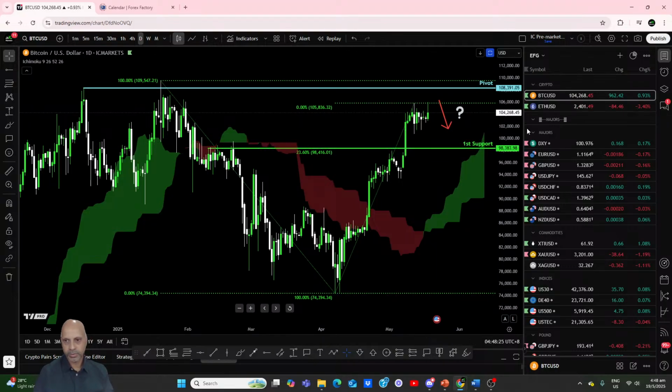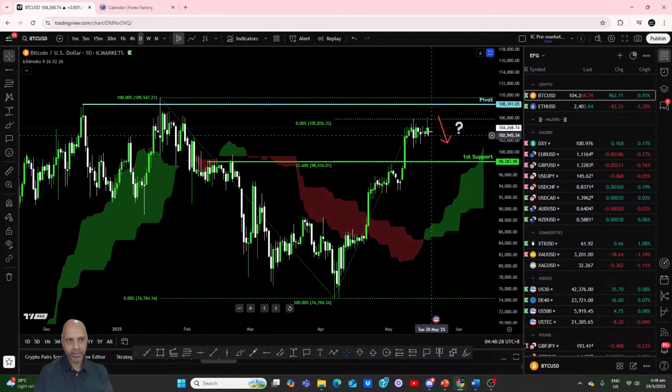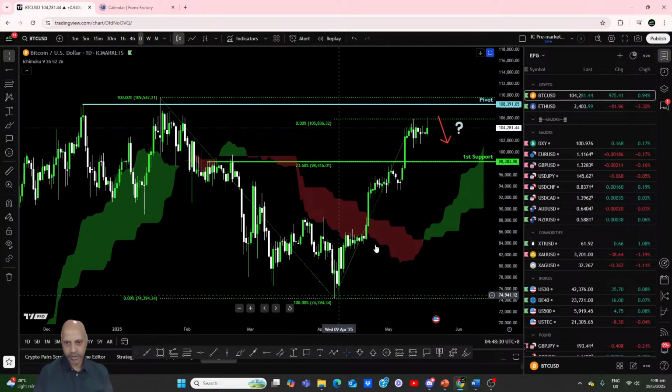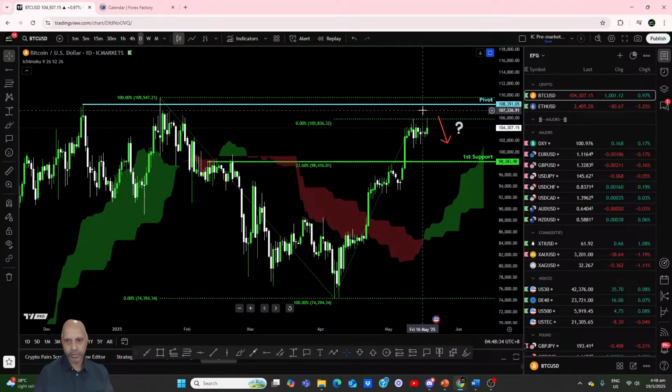So in terms of pivot, right, because we also continue to see very strong upward momentum, we could see Bitcoin continue to climb a little bit higher, climb towards what I see is a multi-swing high resistance at $108,391.